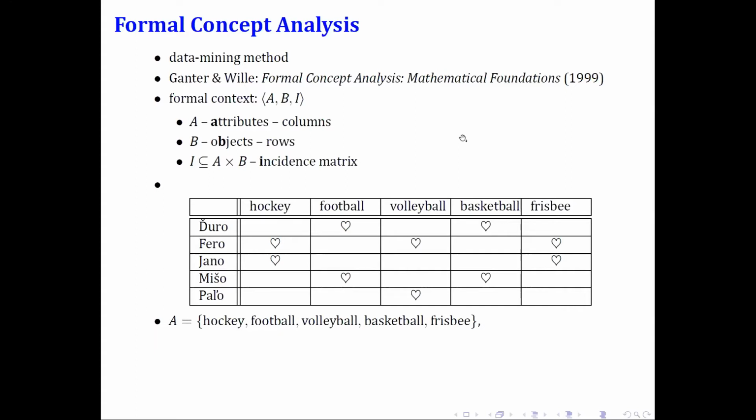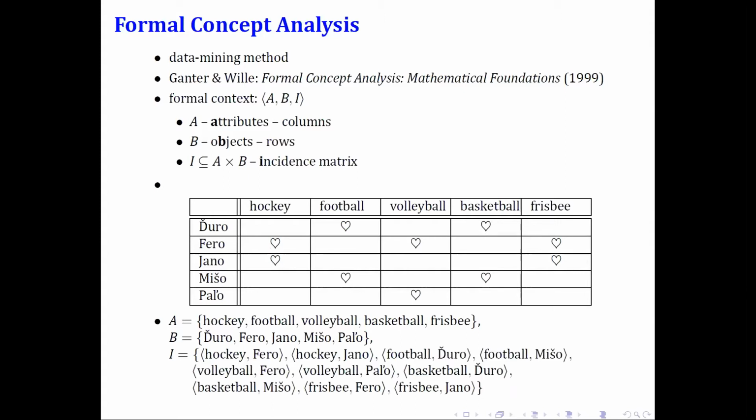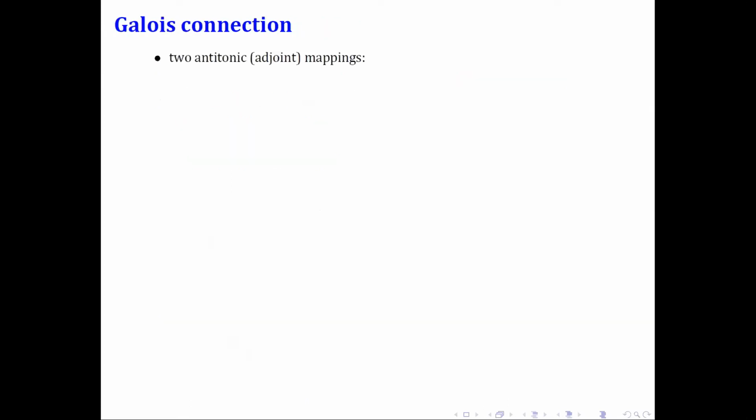So in our example, the set A is sports, and B is a set of people. We have 5 boys, and they like or don't like, play or don't play some sports. So we can see that I is a subset of A times B. It means it is a set of some pairs. For example, this first heart is hockey, Fero. The second is hockey, Jano, and so on. We have 10 tuples in this set I.